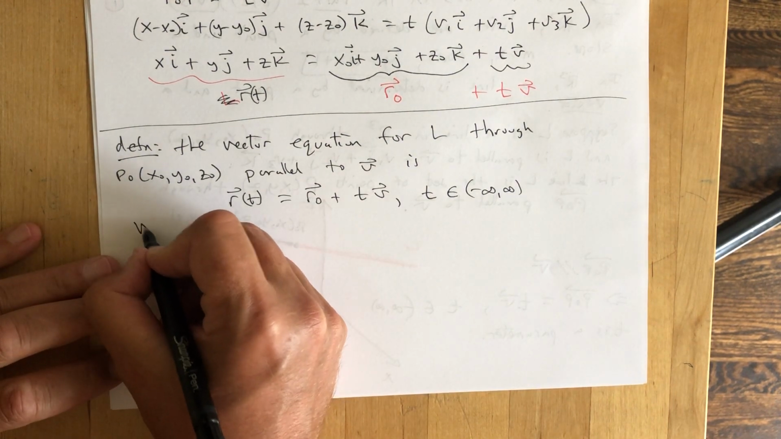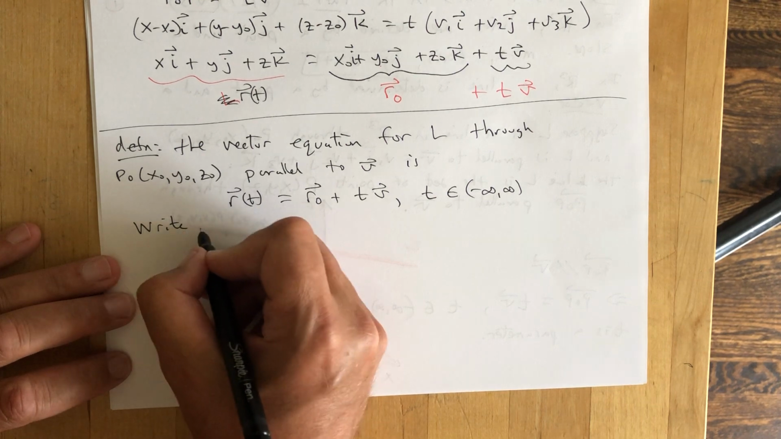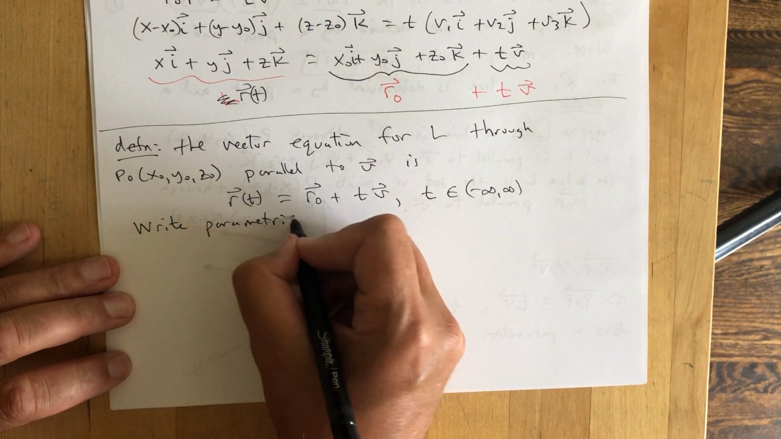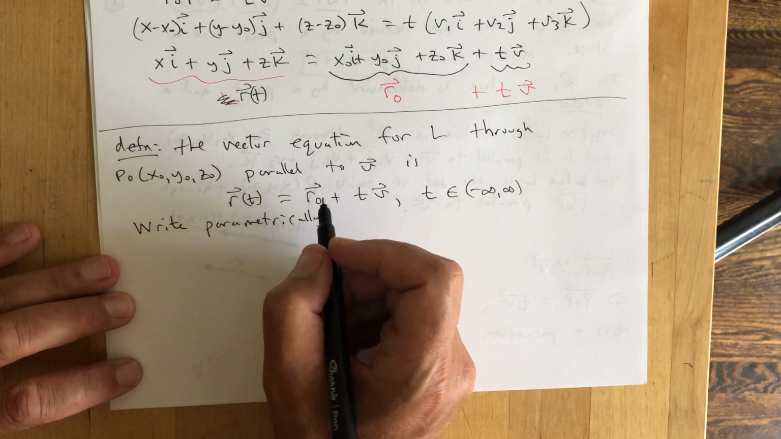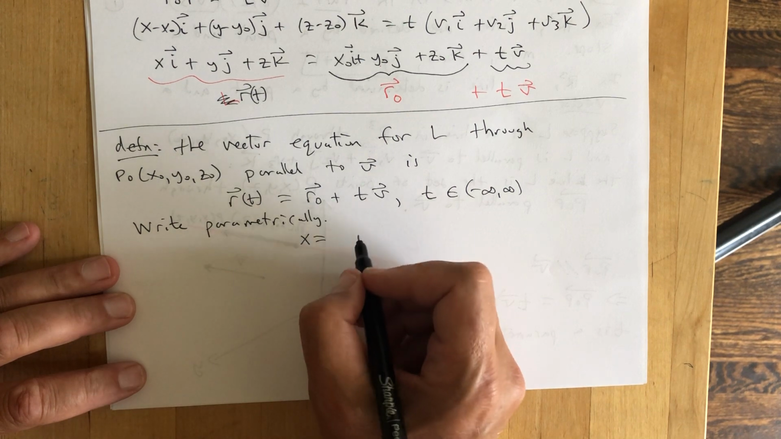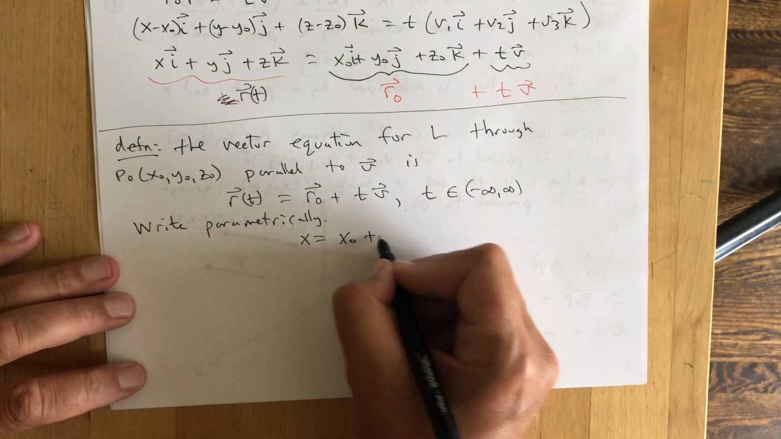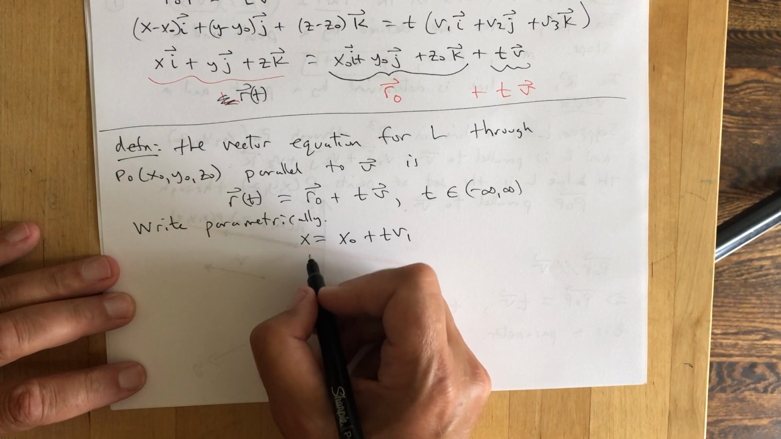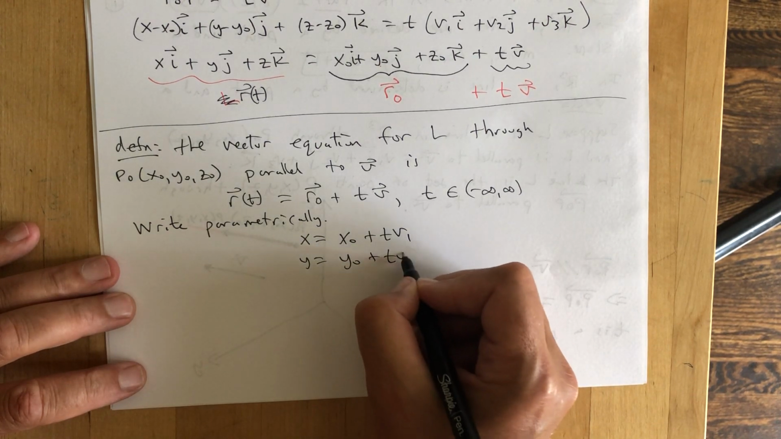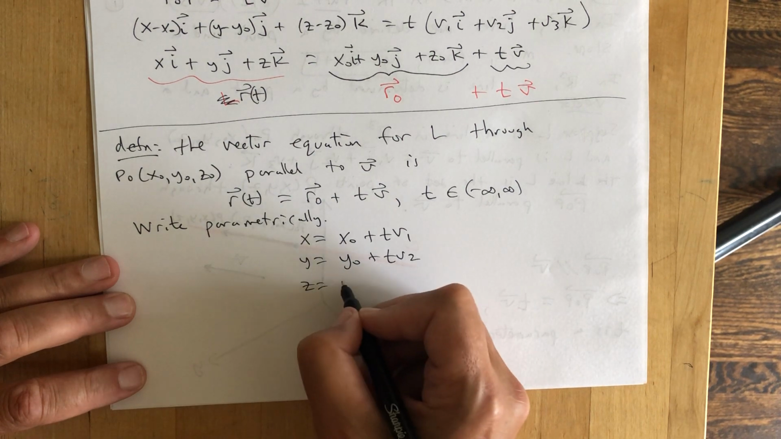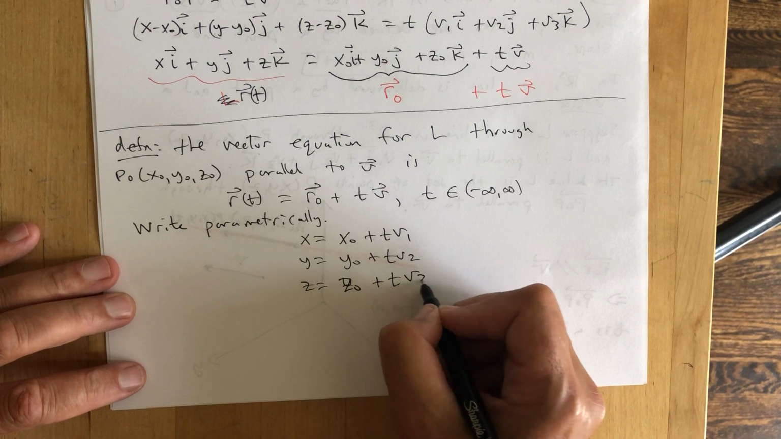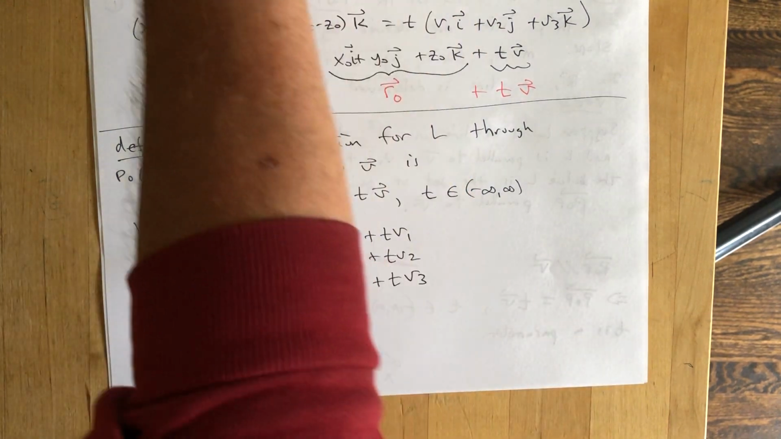And if you write this parametrically, so the equation of the line, the x coordinate is x naught plus t v1. The y coordinate is y naught plus t v2. And the z coordinate is z naught plus t v3. Okay.